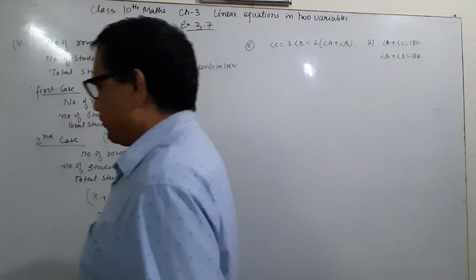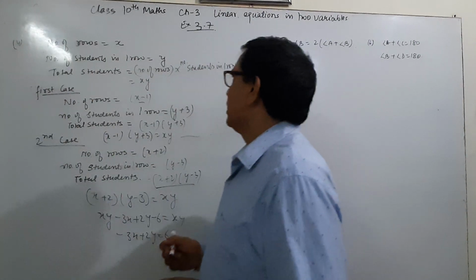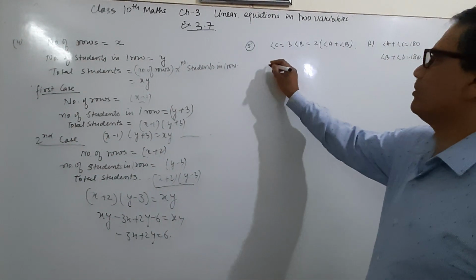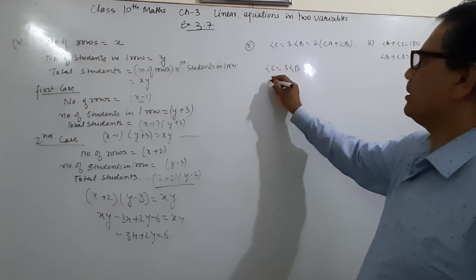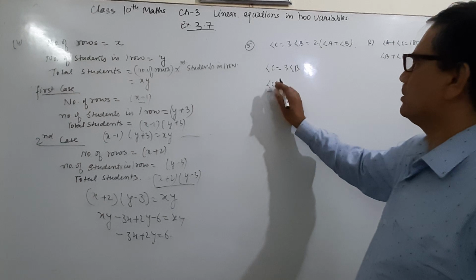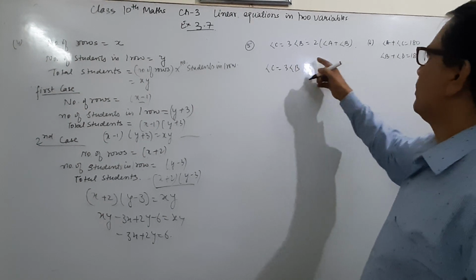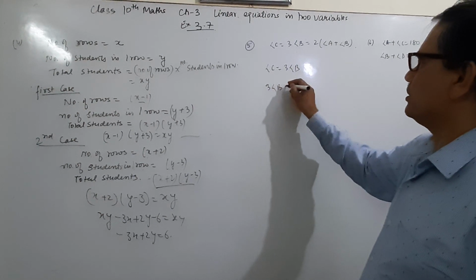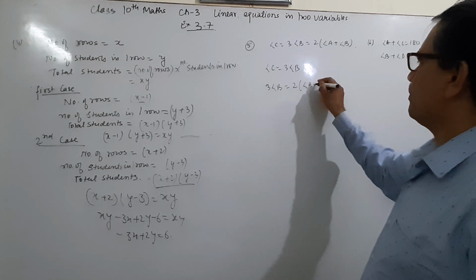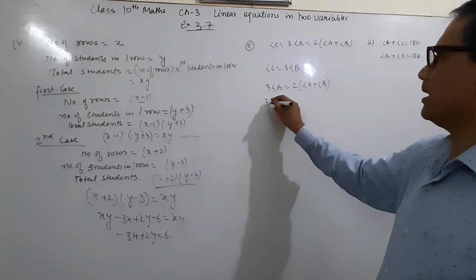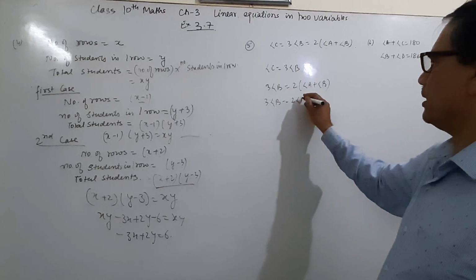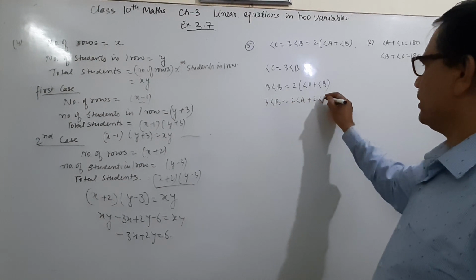Question number 5. We know angle C is equal to 3 angle B. It means angle C in terms of B, this is the B equation. And now 3 angle B is equal to 2 times (angle A plus angle B). Now open the bracket: 3 angle B is equal to 2 angle A plus 2 angle B.